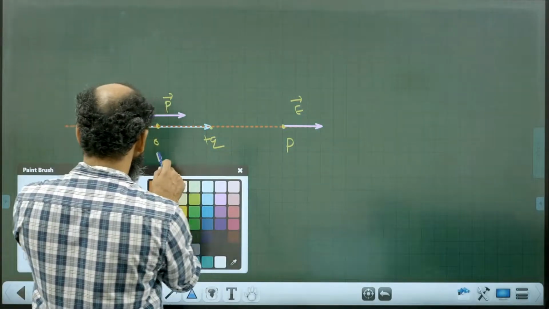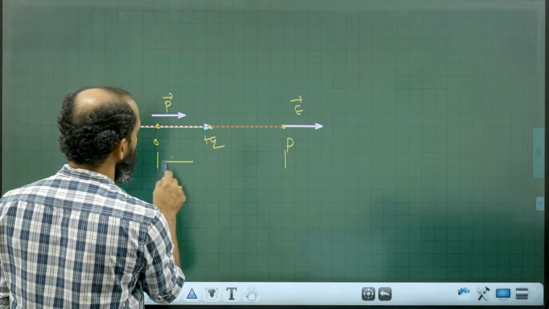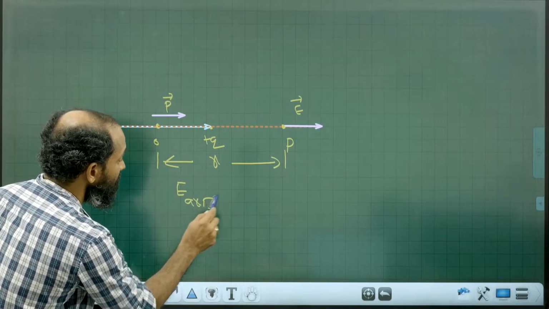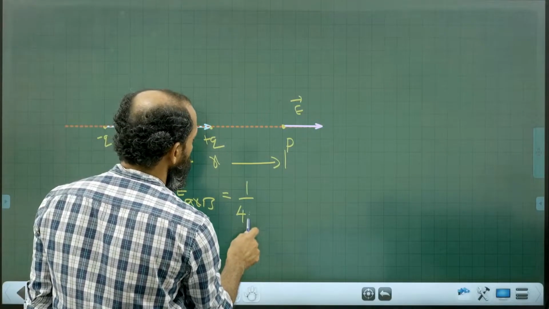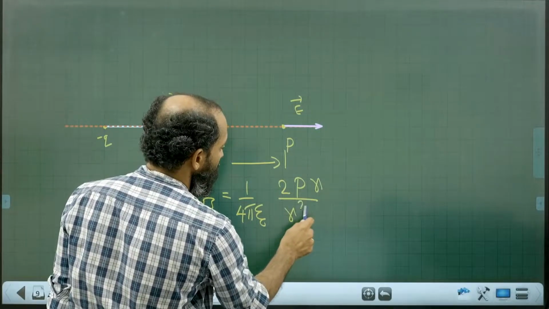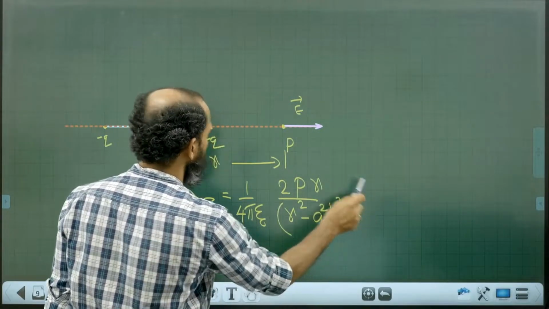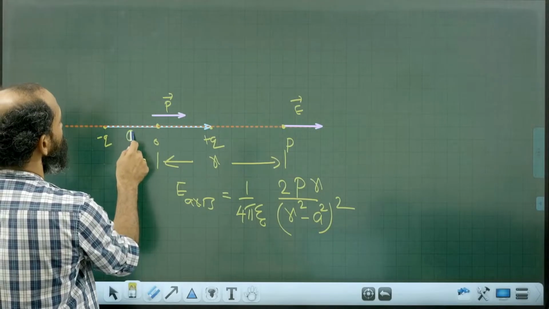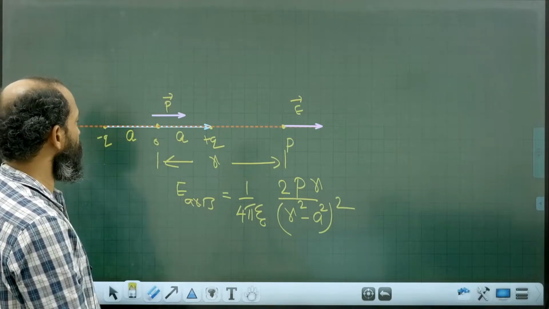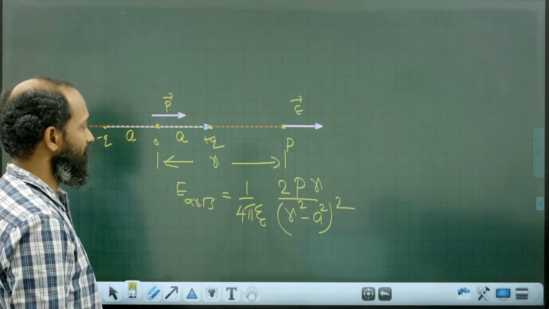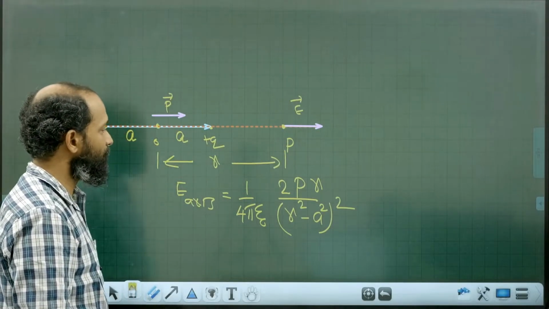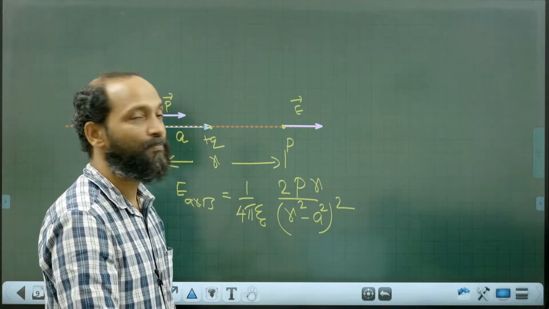Suppose the distance measured from the center of the dipole to that point is r. Then what is the field along this axis? The general formula is 1 by 4 pi epsilon 0, 2pr divided by (r square minus a square) all square, where a is half the length of the dipole. Dipole length is 2a, so a is the distance from O to q. R is the distance from the center to the point P. So the field along the axis is equal to this.